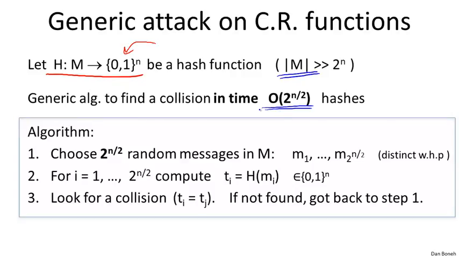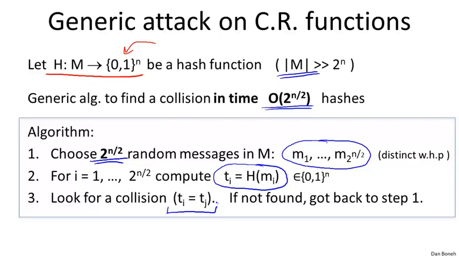So here's how the algorithm is going to work. We'll choose random 2 to the n over 2 messages in our message space. Let's call them m1 to m 2 to the n over 2. Now, because the messages themselves are much bigger than n bits, they're 100 times n bits, it's very likely that all these messages are distinct. So they'll be distinct with high probability. For each one of these messages, we apply the hash function and obtain a tag t sub i. The t sub i's are n-bit long strings. Now we're going to look for a collision among the t sub i's. In other words, we're going to find an i and a j such that t sub i equals t sub j. Once we've done that, we've basically found a collision because, as we said, with very high probability m i is not equal to m j, but the hash of m i is equal to the hash of m j, and therefore we found a collision on the function h.